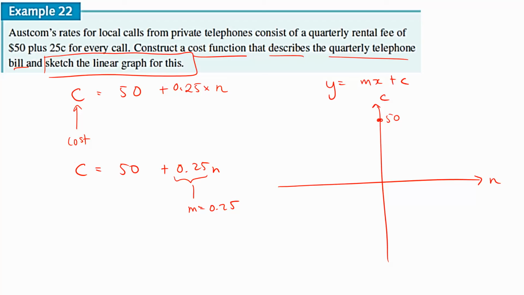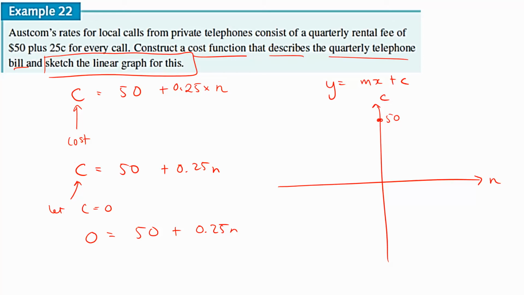How do I find where it crosses the x-axis? Make y equal to 0. So in this case here, I'm going to let cost equal to 0. So I want to know how many calls I'd have to make for the cost to equal 0, right? So if c equals 0, I've got 0 equals 50 plus 0.25 n, okay?